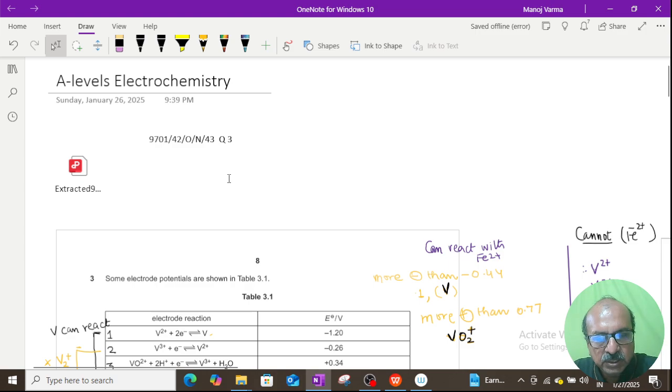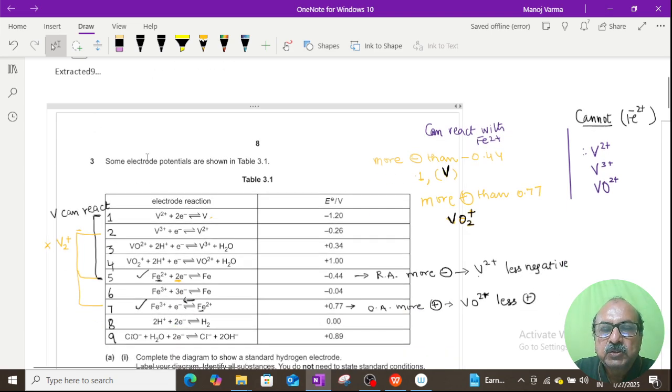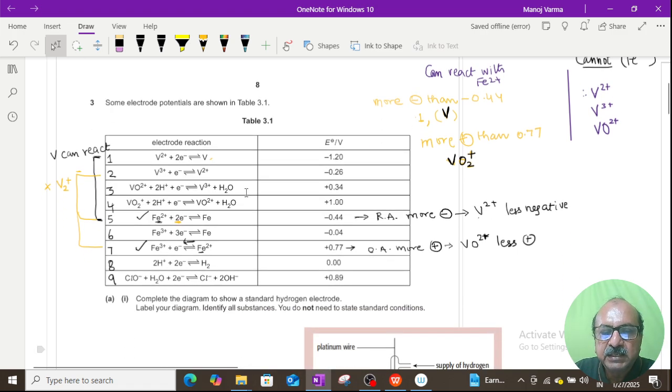Okay, so this question is from the 9701 code, paper variant 42, October November, and I'm taking up question number 3, which deals with electrochemistry. So some electrode potentials are shown in the table. As you can see, there are 9 such reactions given in the electrode reaction, which appears to be daunting right from the beginning, but don't worry, we will discuss this question.